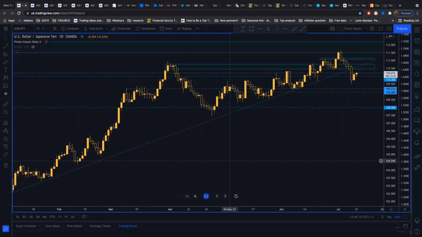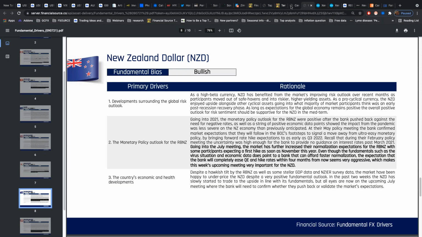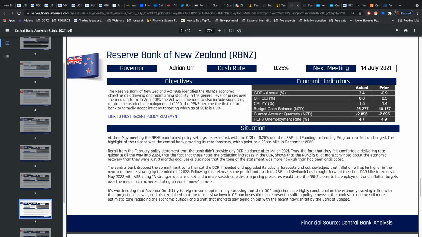Definitely look at those US 10-year yields. Don't miss that, coming tomorrow. Then we have the RBNZ rate statement. Very, very important to get what's going on here. Now, let me just run you through this.